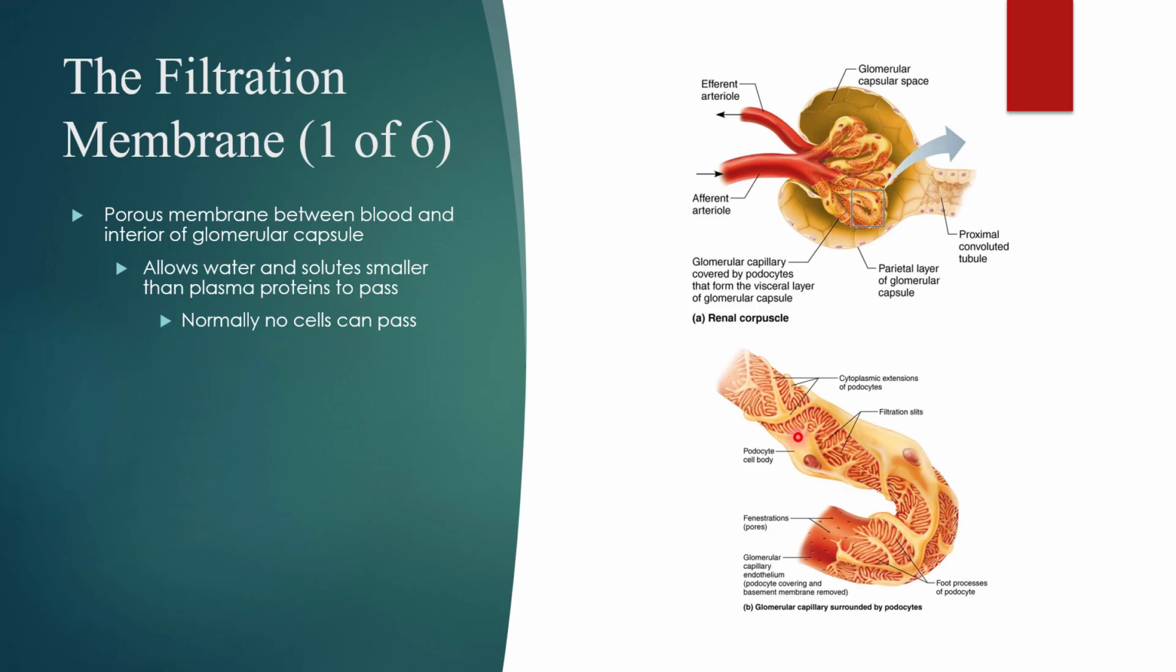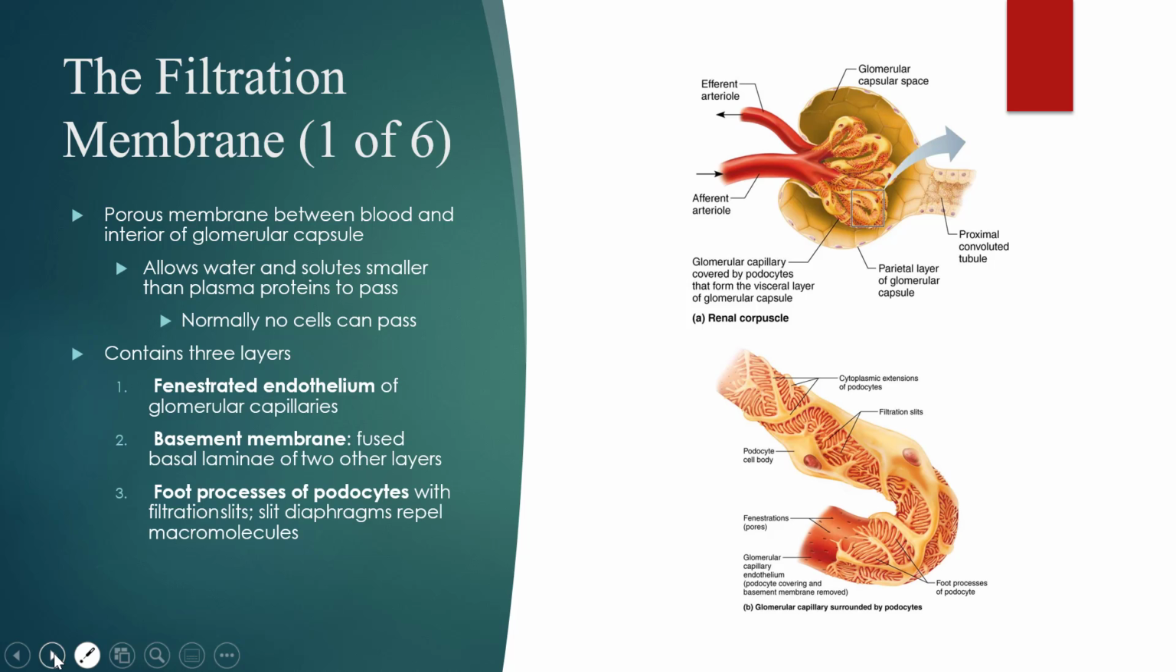This is an enlarged section of the filtration membrane, which is actually a piece of that portion right there, and it has three layers. The first layer is your fenestrated endothelium of the glomerular capillary itself, and this is your fenestrated endothelium right there. Then the basement membrane, which is the fused basal laminae of the two other layers, and then the foot processes. These are your foot processes.